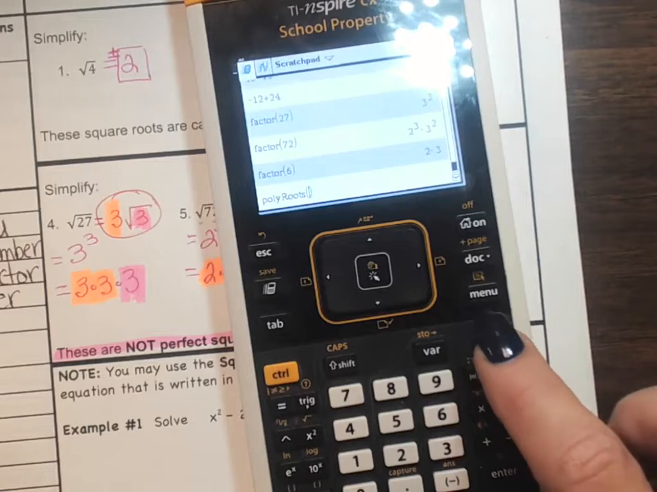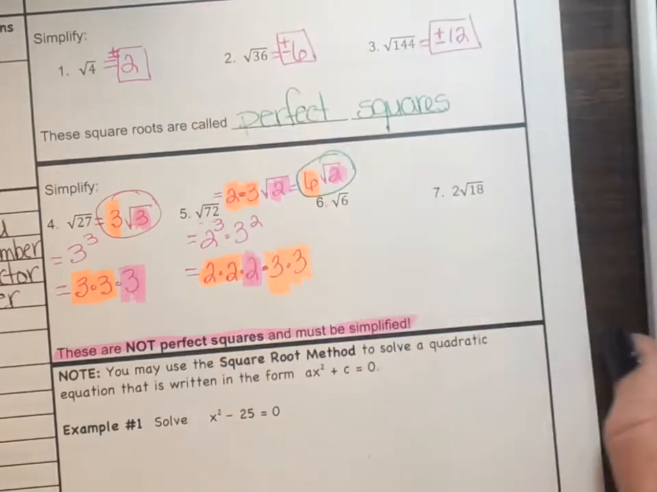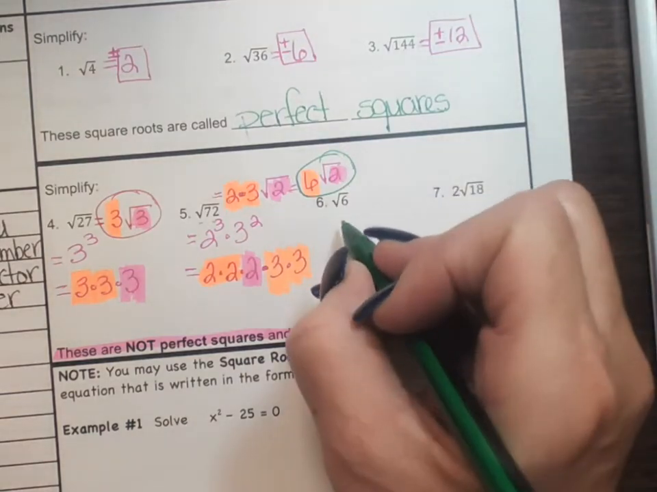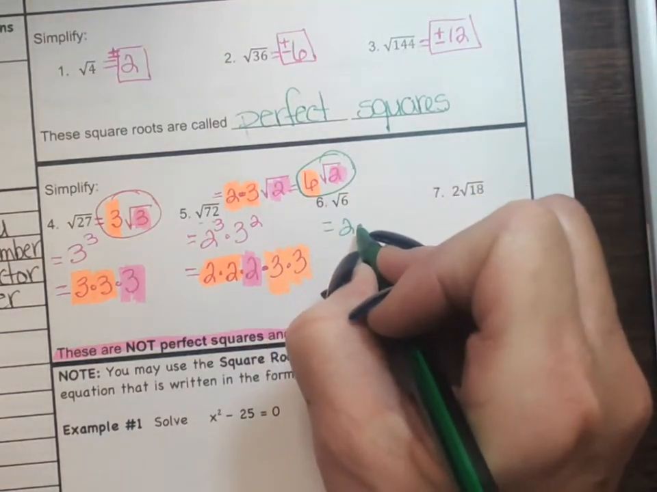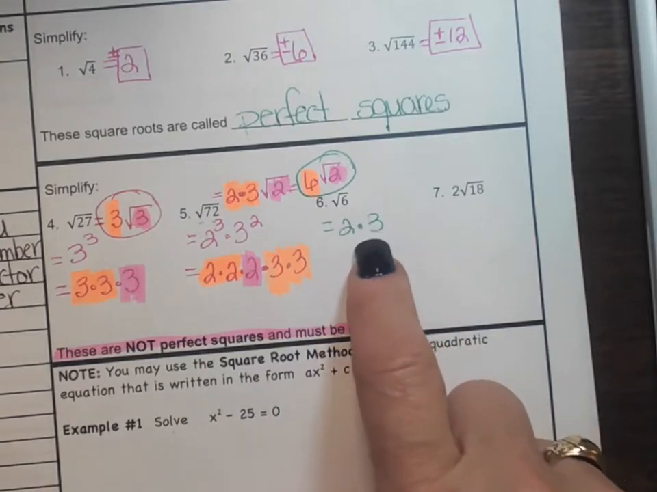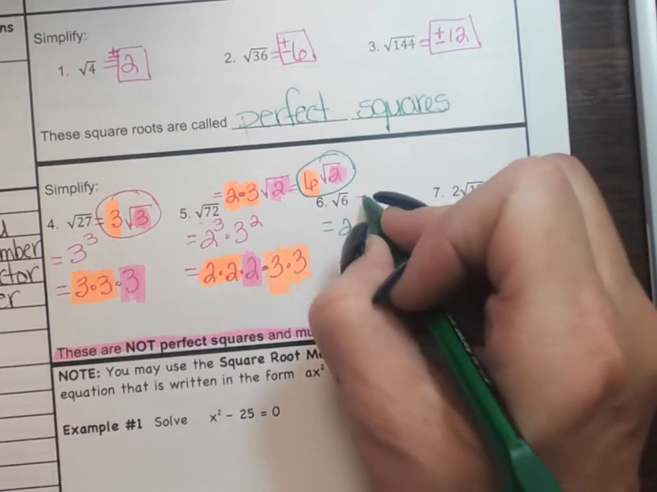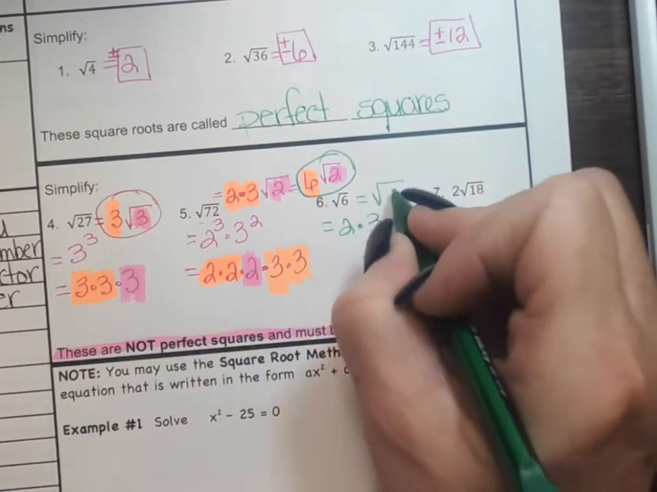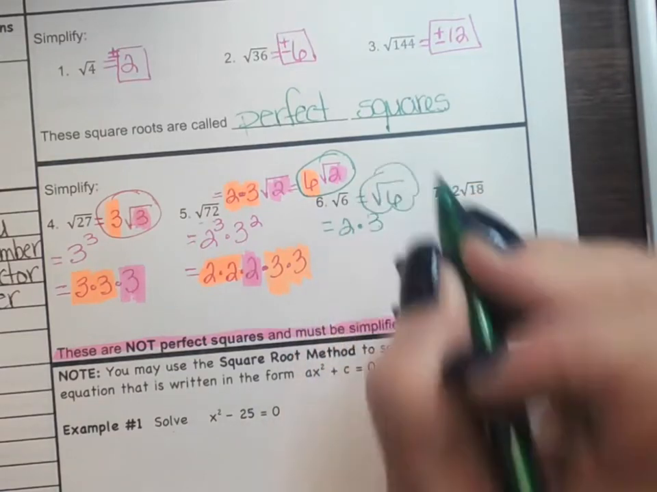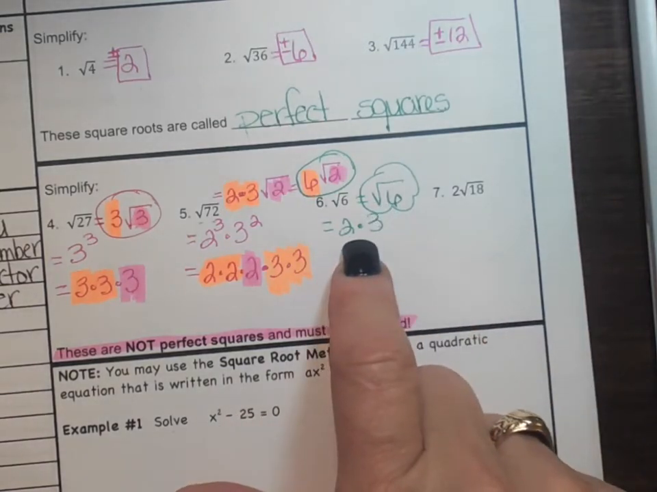We're going to do menu, 2, 3, and factor 6, and we get 2 times 3. So right here, the square root of 6 is 2 times 3. We look for pairs. There aren't any pairs, so basically nothing comes out of the house. So this is going to stay the square root of 2 times 3, which is 6, and that's the answer. And again, the reason nothing comes out is we do not have a pair.